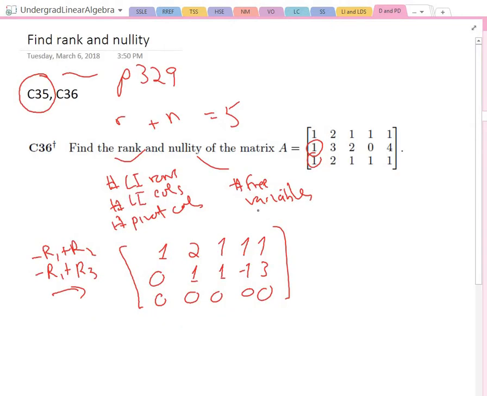Some more exercises. Find the rank and nullity of a matrix A. Remember, rank is the number of linearly independent rows. Nullity is the number of free variable columns. So if you row reduce to REF, you get this. And you can see from here the number of linearly independent rows or columns, and you can find the number of free variables. And remember that the rank plus the nullity will be equal to 5. So I think you can do this exercise yourself.